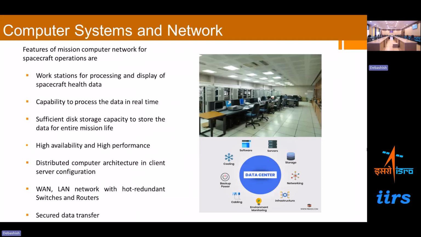Then we have a WAN kind of network. With the hot redundancy we have, we cannot have a single point failure. Due to one system failure, we should not lose the satellite data, or we should not be unable to do telemetry and telecommanding. So that should not happen. So we need to have multiple levels of redundancies, and of course we need to ensure very secure data transfer also.